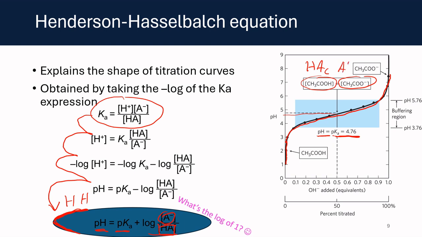The other half will be in the basic form, and anything divided by itself is going to be 1. What is the log of 1? The log of 1 is 0. So this entire term drops out at this very specific condition. And what does the Henderson-Hasselbalch equation reduce to? Oh, look, pH equals pKa. This is a really powerful fact that I want you to internalize. The pKa is the pH where the concentrations of protonated and deprotonated forms are equal.